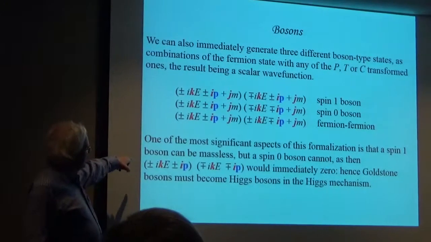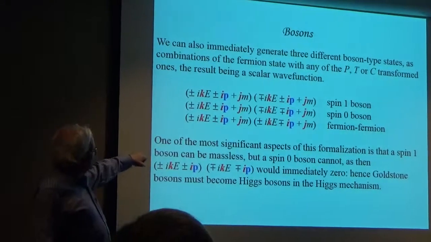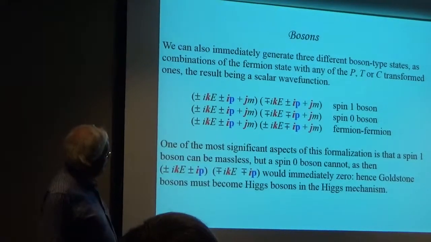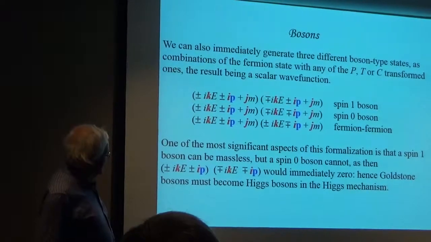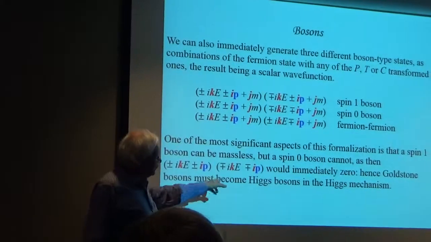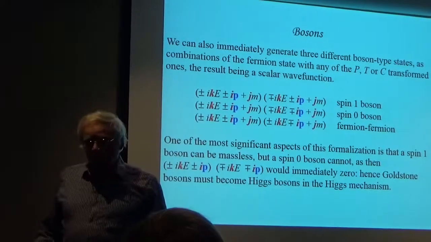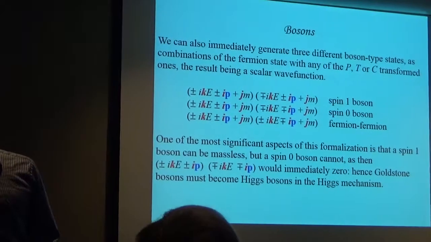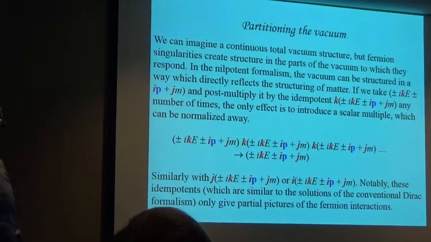Now, very significantly, a spin 1 boson can be massless, because when we multiply it out, we get a scalar quantity. But a spin 0 boson can't, because this immediately zeros. Hence, Goldstone bosons must become Higgs bosons or something equivalent. You can't have a spin 0 massless boson.